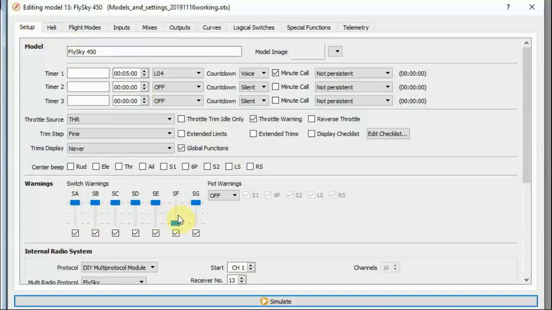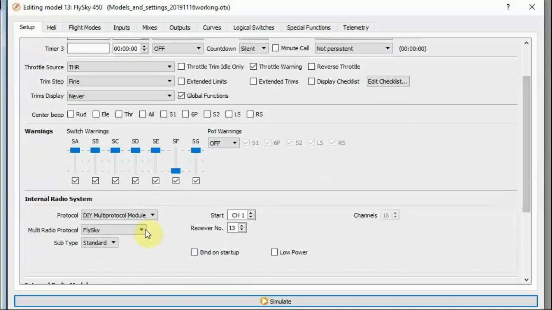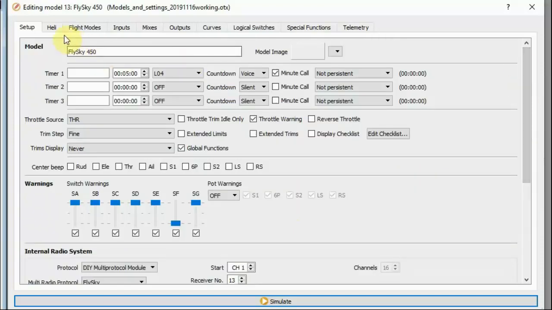I've got my throttle cut on switch F, so I've got the alert position on my switch F reversed because I like to have my throttle cut flicking off with the switch away from the back of the transmitter. And I've got the multi-protocol module inside my T16 set to use FlySky protocol.